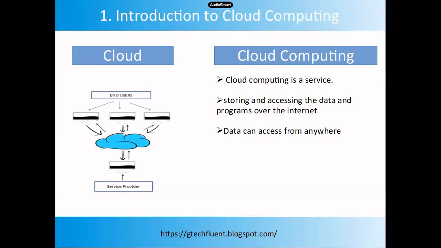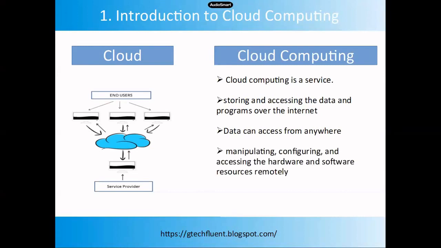To access cloud computing, a user must have a valid identification or register with the cloud service provider. Cloud computing refers to manipulating, configuring, and accessing hardware and software resources remotely. It offers online data storage, infrastructure, and applications. Cloud computing also offers platform independence, as the software is not required to be installed on your local PC.